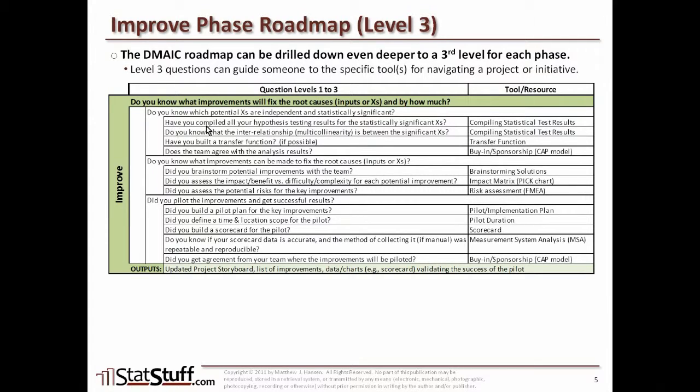First one here is, have you compiled all of your hypothesis testing results for the statistically significant X's? Next, you would ask yourself, do you know what the interrelationship or multicollinearity is between the significant X's? That is, looking for the interdependency you might have between the X's. And next, ask yourself, have you built a transfer function, if that's even possible to build one? And does the team agree with the analysis results that you have up to this point?